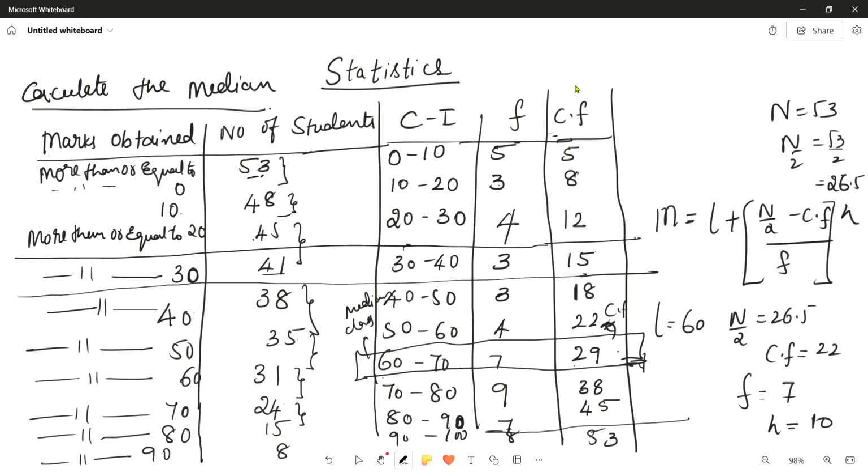See, N is the total sum of all the frequencies. The sum is 53. That means you add everything and get 53.